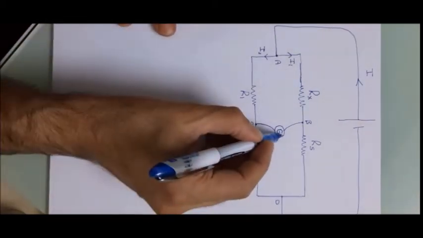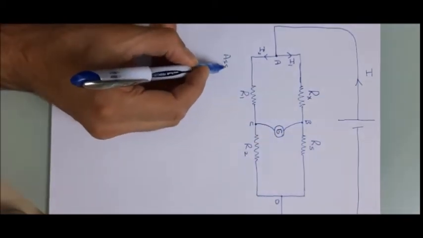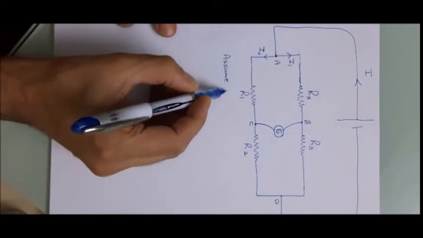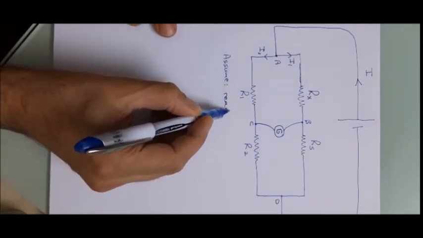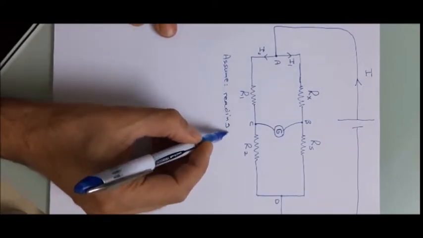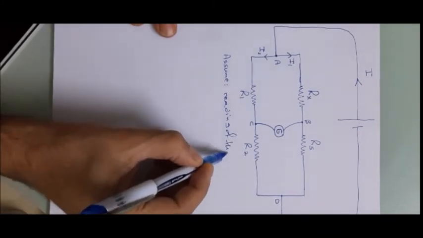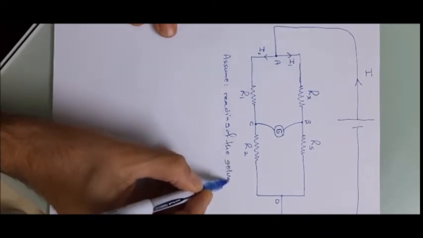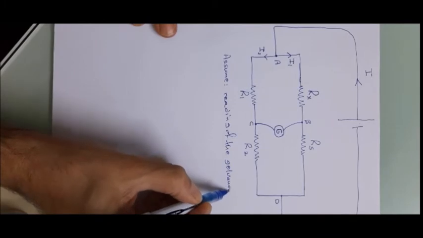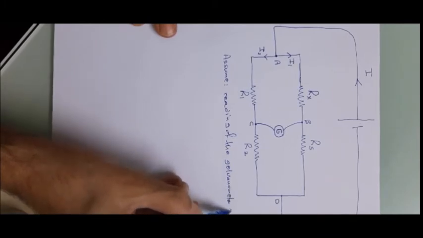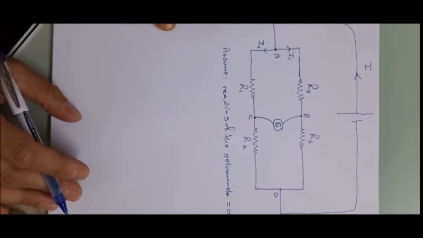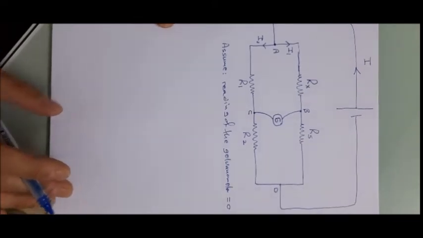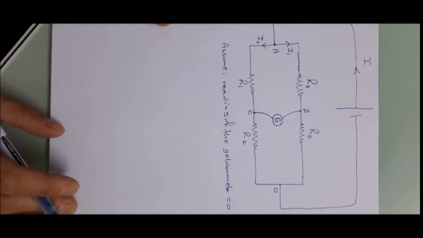Now, assume that the galvanometer reading is 0, and after a few minutes I will tell you how I can make this reading of the galvanometer 0.